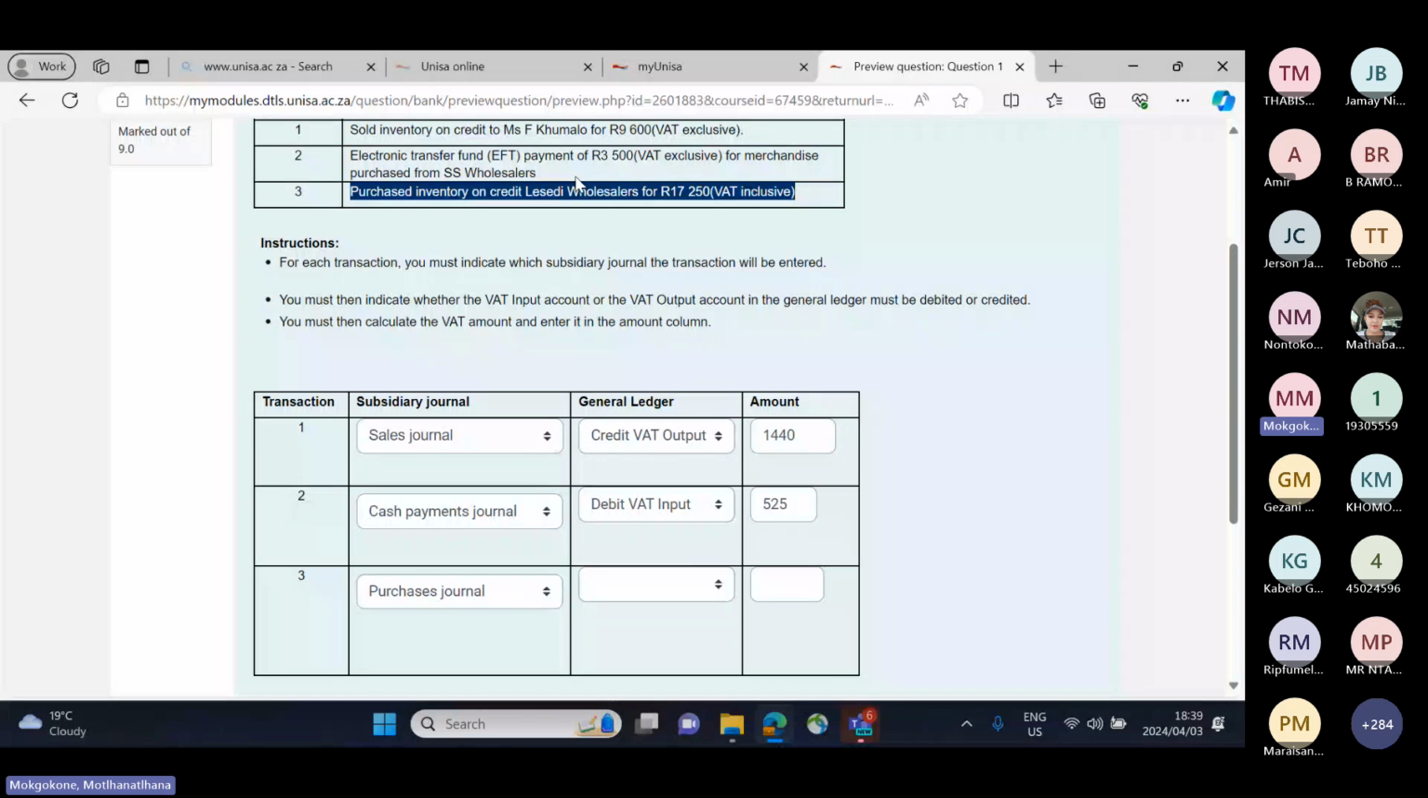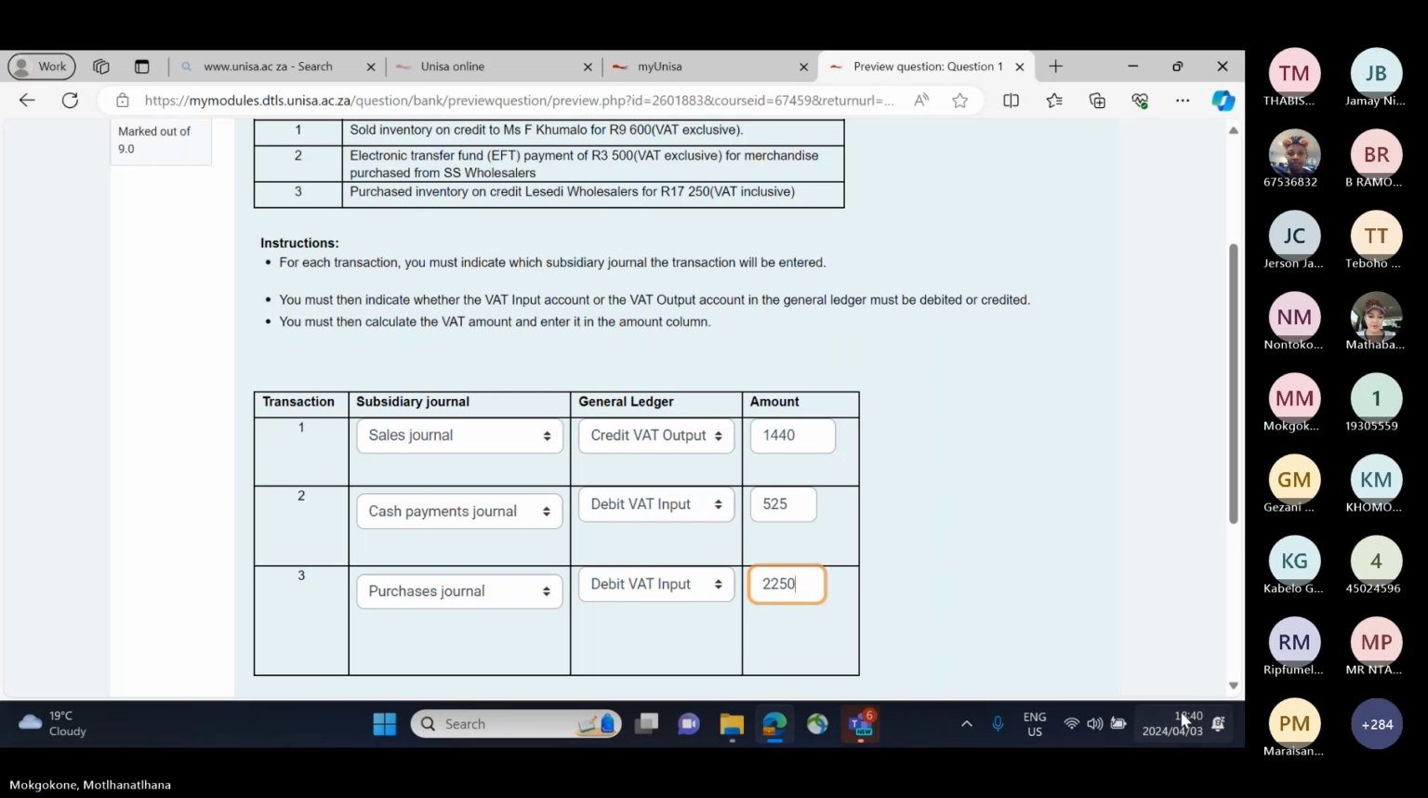To calculate VAT, you'll say 17,250 times 15 divided by 115, because they are saying the amount of 17,250 includes VAT. Then you will say the correct answer here is debit VAT input. 17,250 times 15 divided by 115, because the amount included VAT. Then your answer will be 2250.